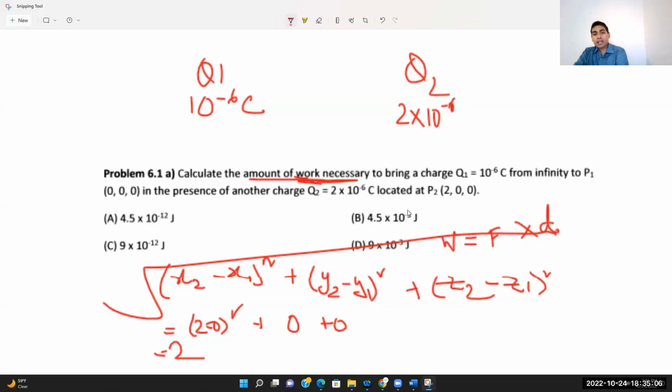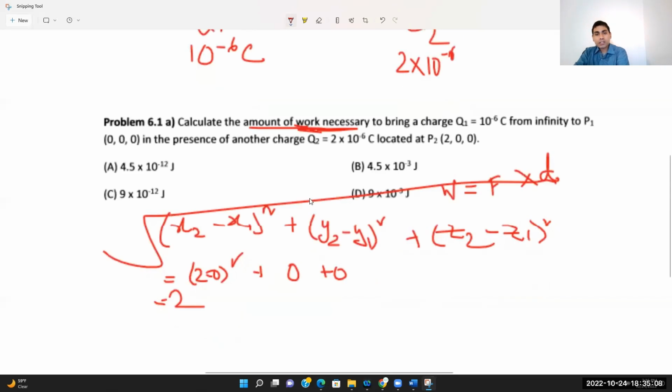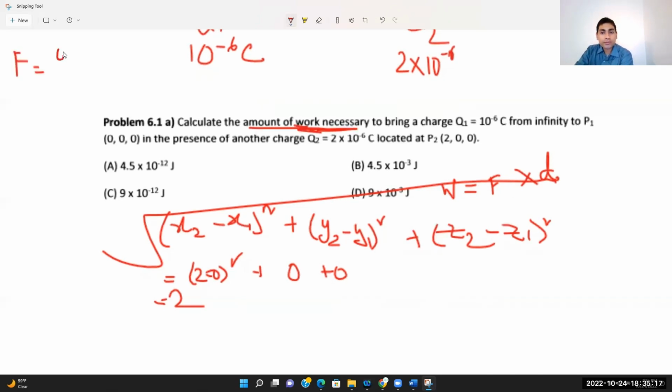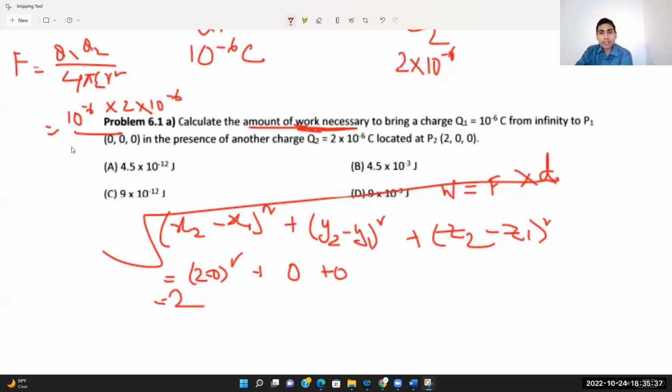Now the only thing you have to figure out from here is the force, right? So how do I calculate the force? It was Q1 Q2 divided by 4 pi epsilon into r squared. So how much is my charge? It's 10 to the power minus 6. What is my next charge? 2 into 10 to the power minus 6. And it was 4 pi by 8.85 into 10 to the power minus 12.